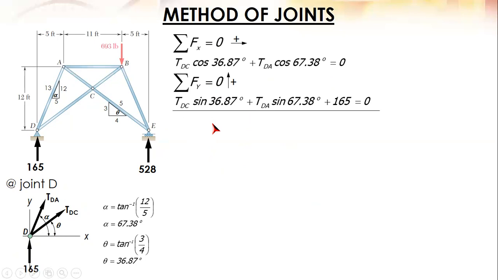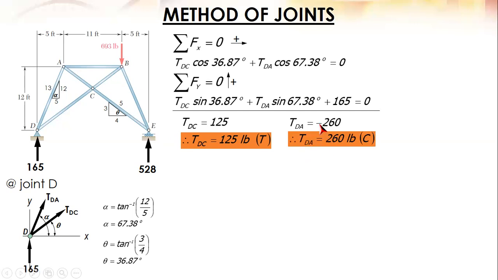So you now have two equations with two unknowns. In order to solve for the unknowns, you can use method of elimination as discussed sa algebra. You can also use your calculator if it is capable of solving equations. I will not explain the method of elimination using calculator. TDC is 125 pounds and TDA is negative 260 pounds. So, conclusion, TDC is tension, while ang TDA is compression, kaya nag negative man.